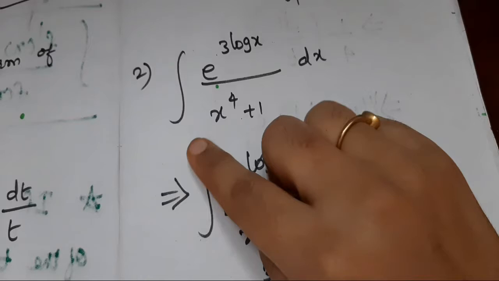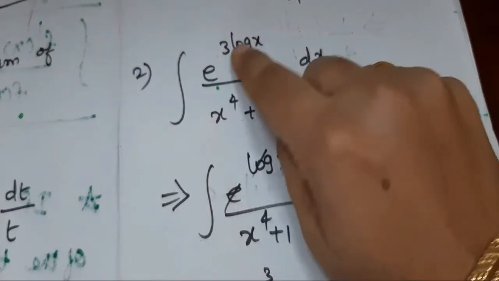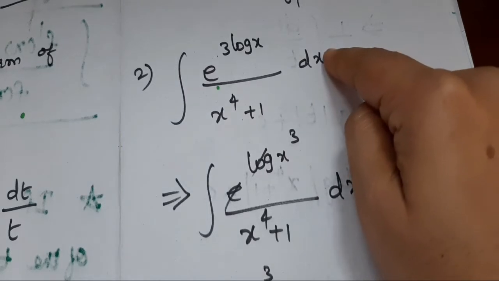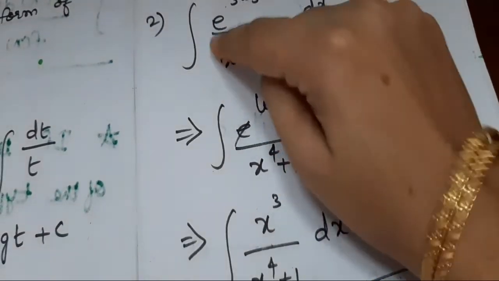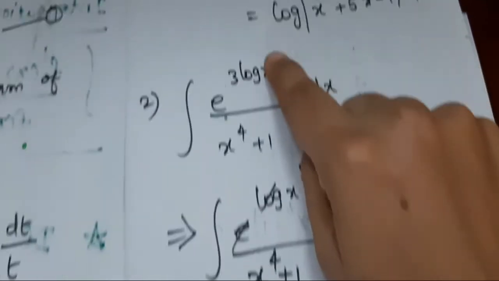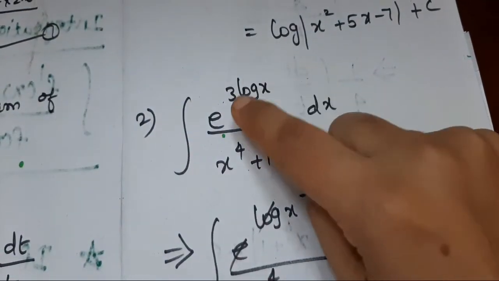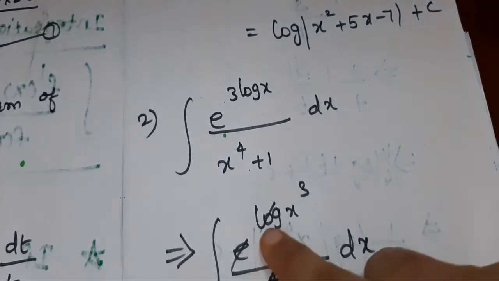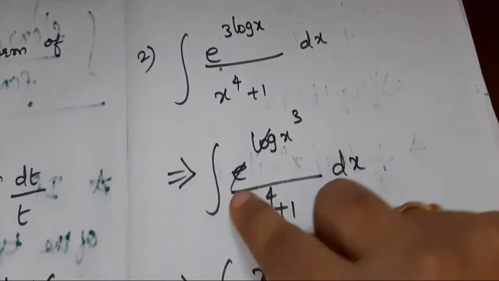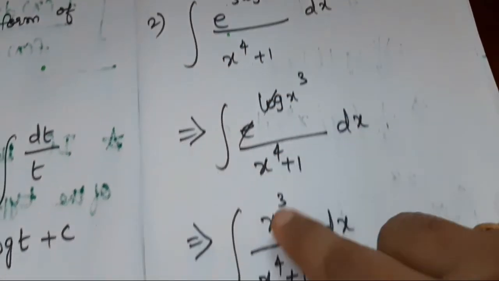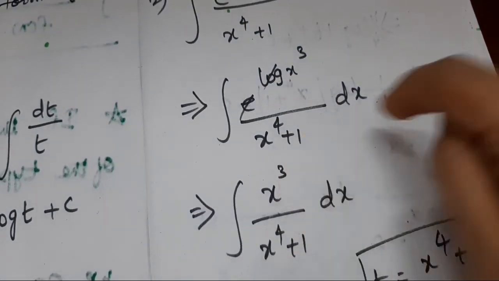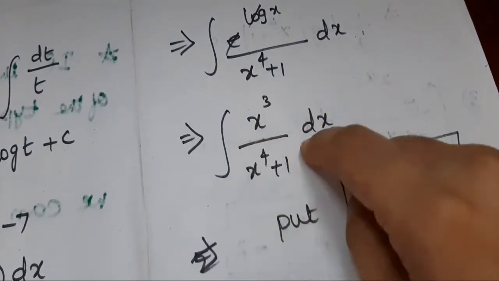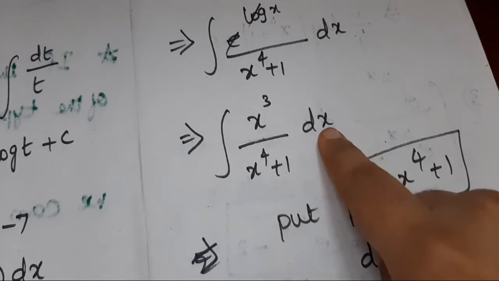Then the second question is integral of e power 3 log x by x power 4 plus 1 into dx. So this 3 I can take here. By the logarithmic power rule, this 3 can be taken as the power of x, so e power log x cube. E power and log cancel. The denominator is x power 4 plus 1. So I am getting x cube by x power 4 plus 1 into dx.